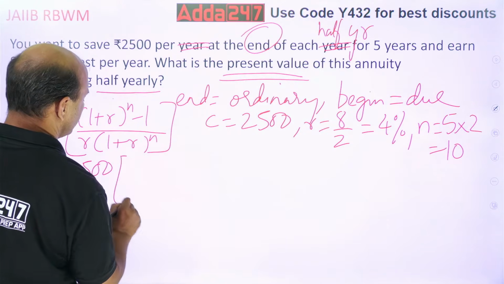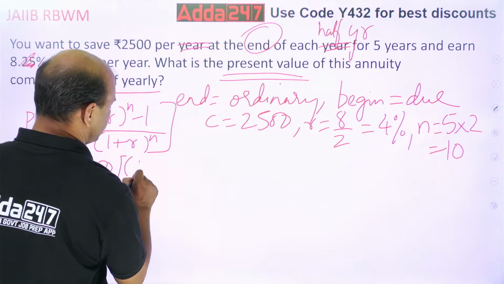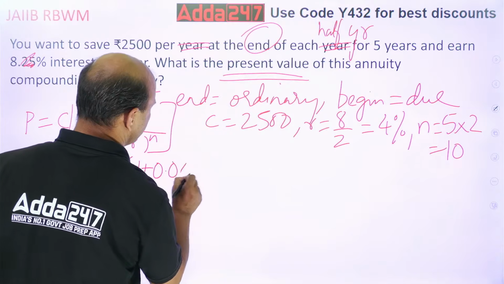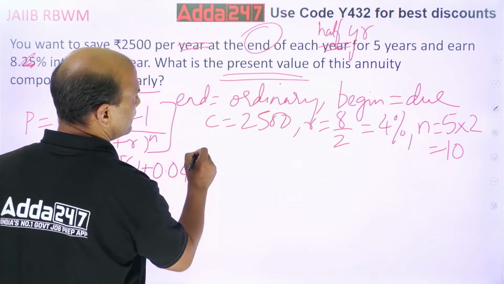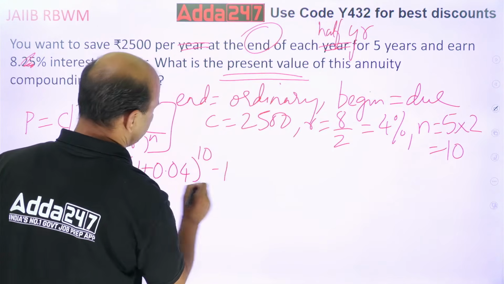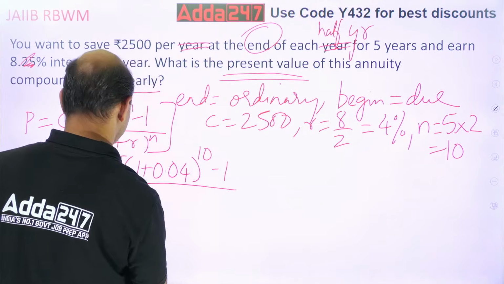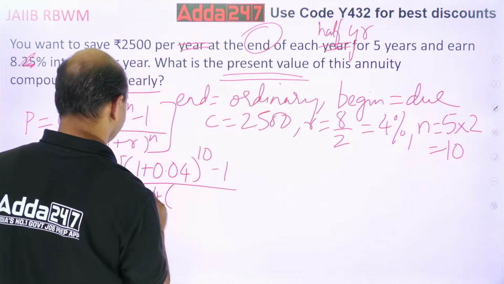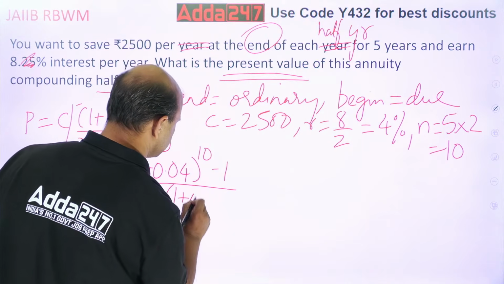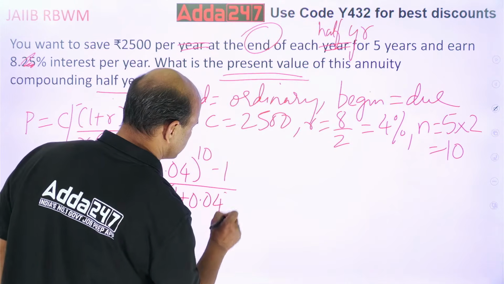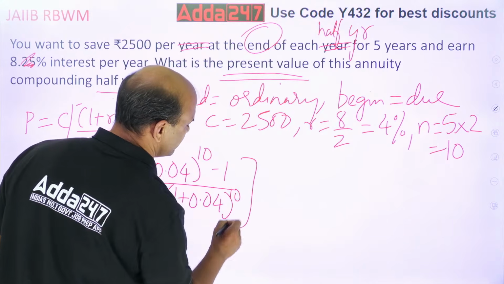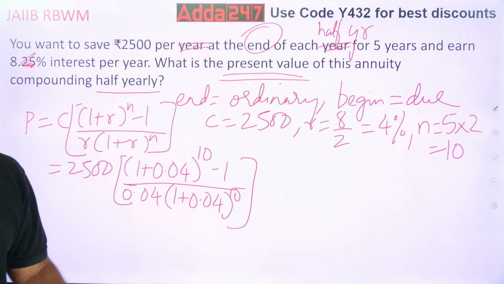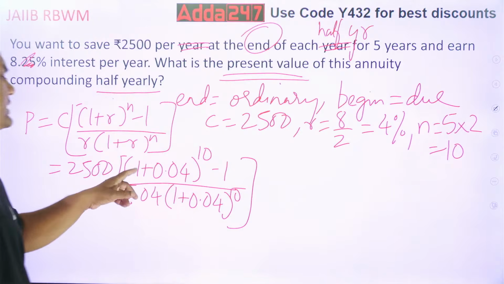into 1 plus what is R? 4%. 0.04 raised to 10 minus 1, the whole upon 0.04 into 1 plus 0.04 raised to 10. Now check this, everyone, and get the answer. How to do this 1.04? See this, how to do this?